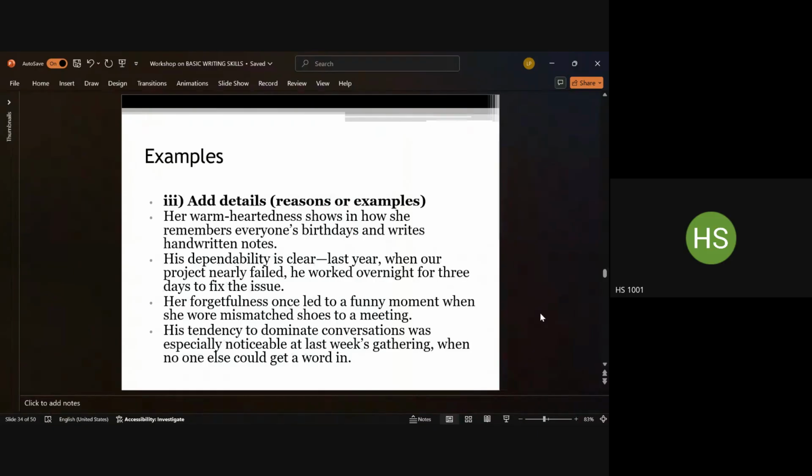It all depends on what you want to write about, or how much space is allowed to you to write, right? So some examples here. I'm not going to read all that. These are ways in which you can add details to what you're writing, right? So reasons and examples. Okay.